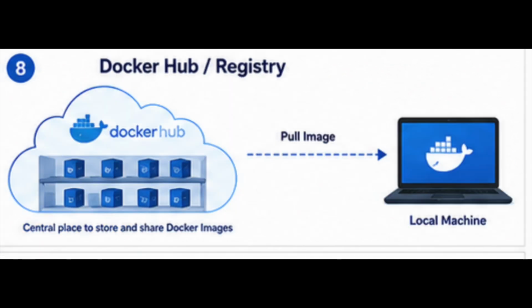So, where do images come from? Docker images are stored inside registries. The most popular registry is Docker Hub. Think of Docker Hub like GitHub. GitHub stores source code, Docker Hub stores Docker images. When Docker cannot find an image locally, it automatically downloads it from Docker Hub.